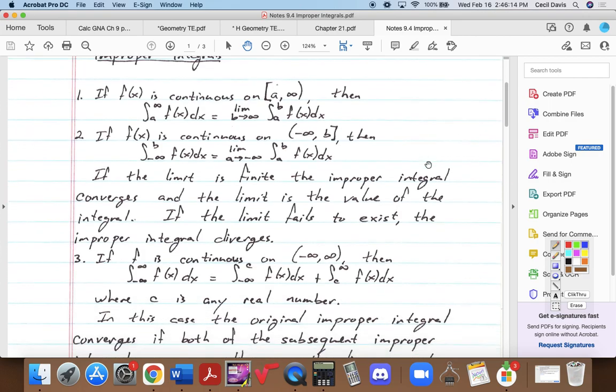So basically what you have to do is this. Let's say that the upper limit is infinity and you have a continuous function. It's got to be continuous. If you have discontinuities, we have other problems. Then if we have the integral from a to infinity of f of x dx, it is equal to the limit as b goes to infinity of the integral from a to b of f of x dx. It's an extra little step that you have to write. And then you evaluate the limit.